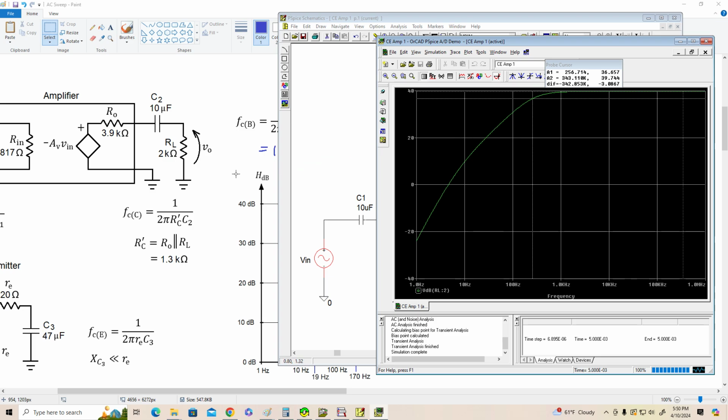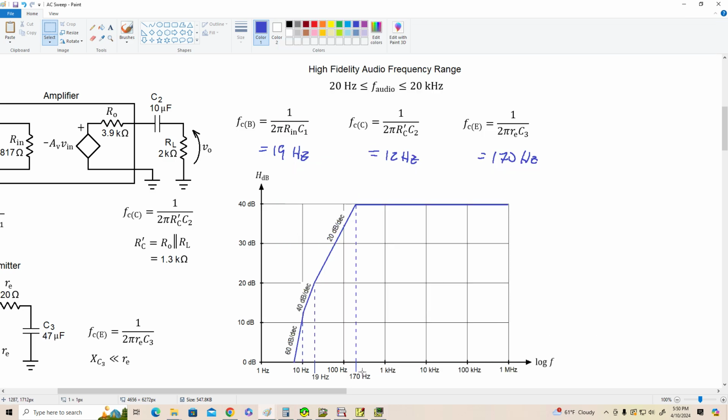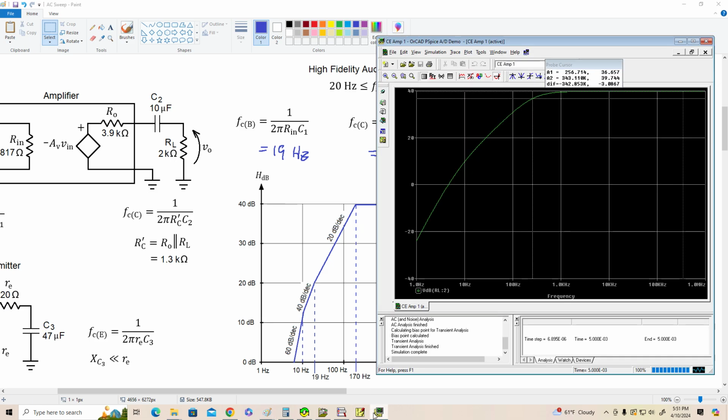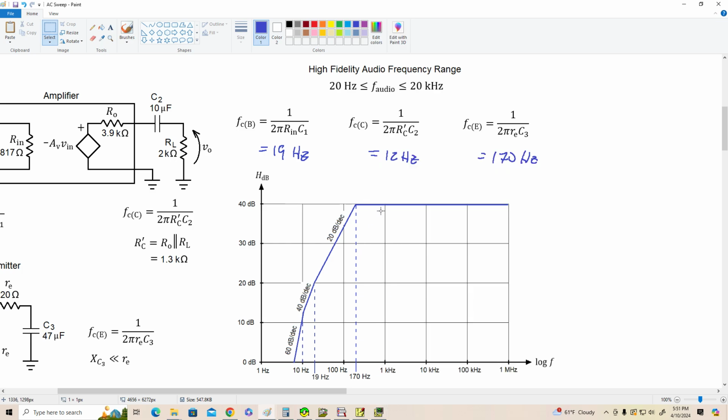All right, now we were assuming that based on our calculations the gain would roll off at about 170 Hertz, but PSpice is telling us it's actually happening at 256 Hertz. So it's a little higher. It's up around maybe around here somewhere. On this graph it's not that far off, but it's around 260 some Hertz.